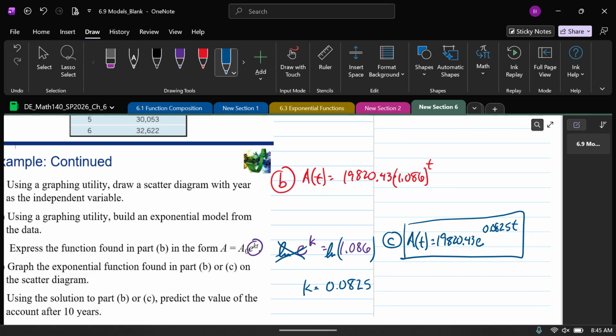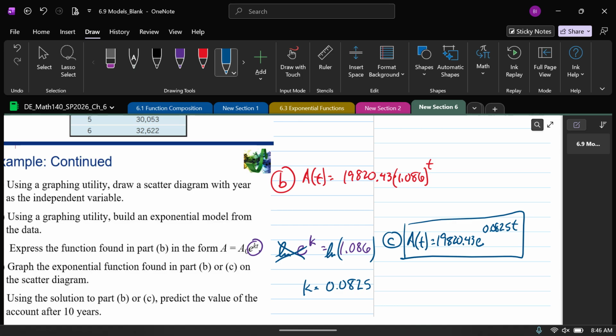So that's a little weird thing, but you're taking whatever the base of your exponential is and setting it equal to e to the k, and then taking the natural log of each side. And that's going to give you the exponent that should be up there with the t. So this is rewritten as more like the PERT formula from financial things. Okay, it says graph the exponential function found in part B or C on the scatter diagram.